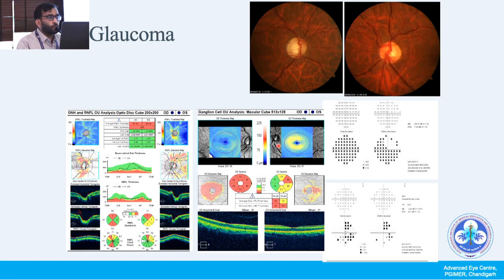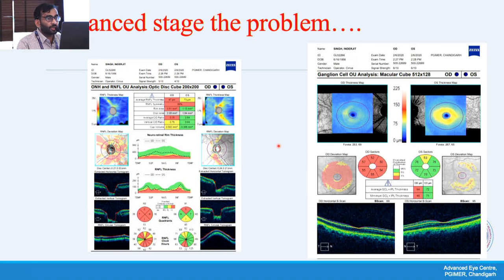And in advanced glaucoma, the pictures look like this, but the problem in advanced glaucoma is the floor effect. After a particular range of loss, the OCT won't be much useful for advanced disease. In advanced disease, you have to come back again to the visual field.